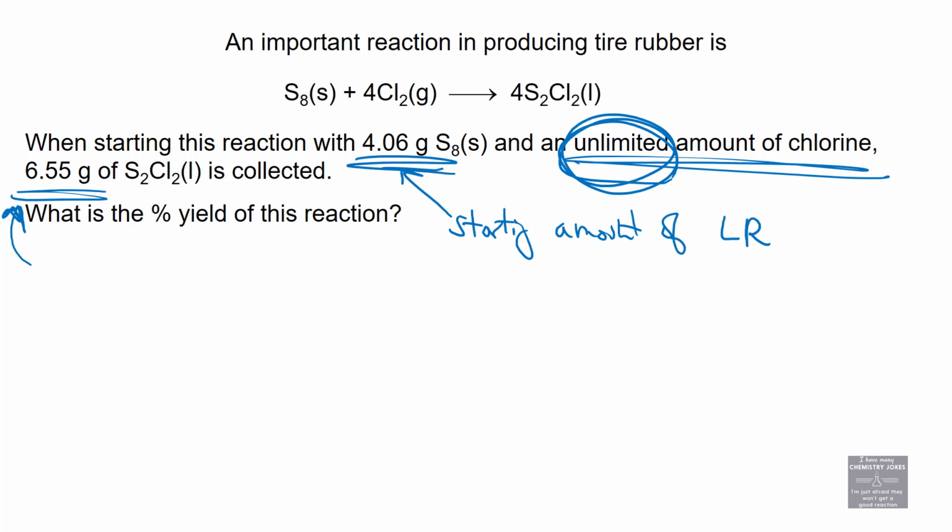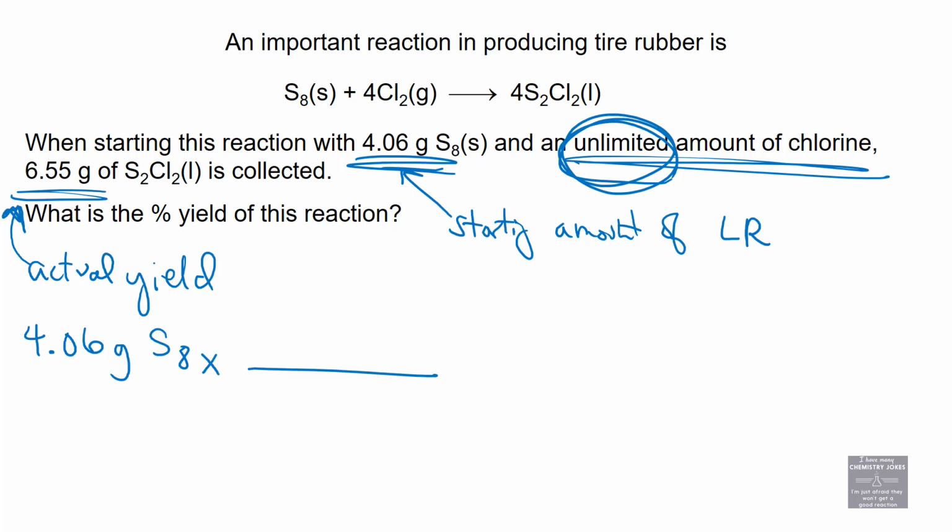6.55 grams of product, that's one of my yield numbers. Is that actual yield or theoretical yield? Actual. It's the amount that you legitimately collected. So math, let's see how to do it. We need to calculate our theoretical yield. That's if everything went perfectly and all of my S8 turned into S2Cl2.